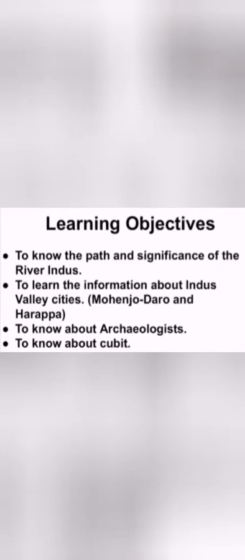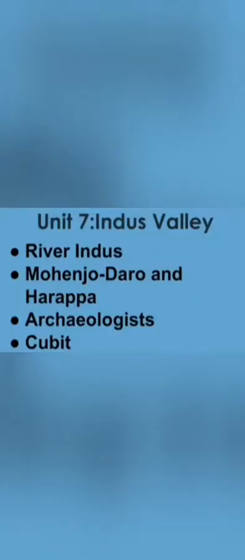The learning objectives of this lesson are: by the end of this lesson, you would be able to know the path and significance of River Indus, to learn the information about Indus Valley cities that are Mohenjo-daro and Harappa, to know about archaeologists, and to know about Cubit. So class, today we are going to learn and revise our unit number 7, that is Indus Valley. We will learn about River Indus, Mohenjo-daro and Harappa, archaeologists, and Cubit.